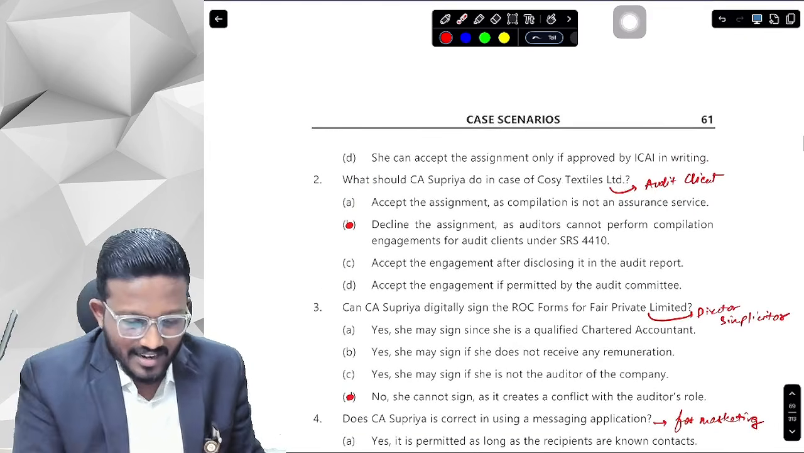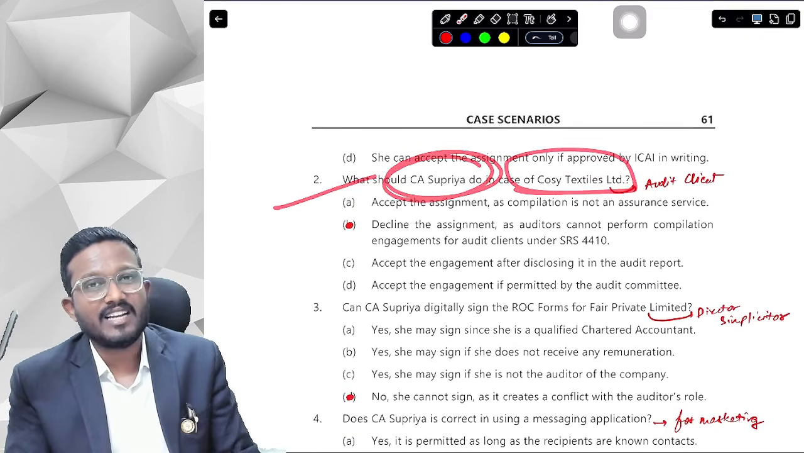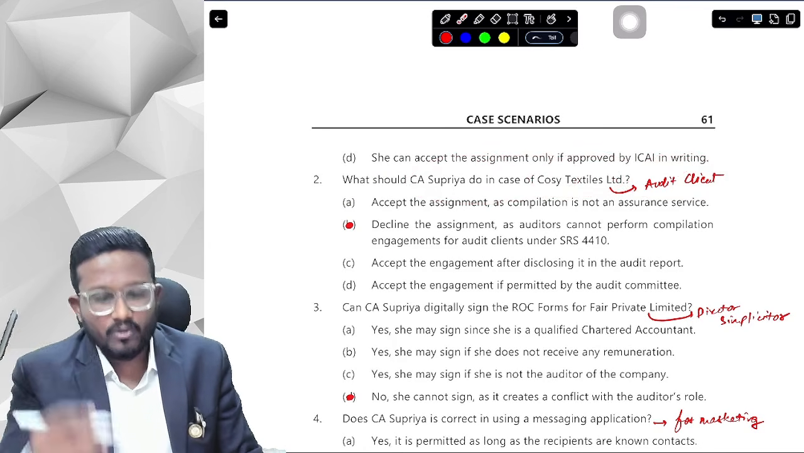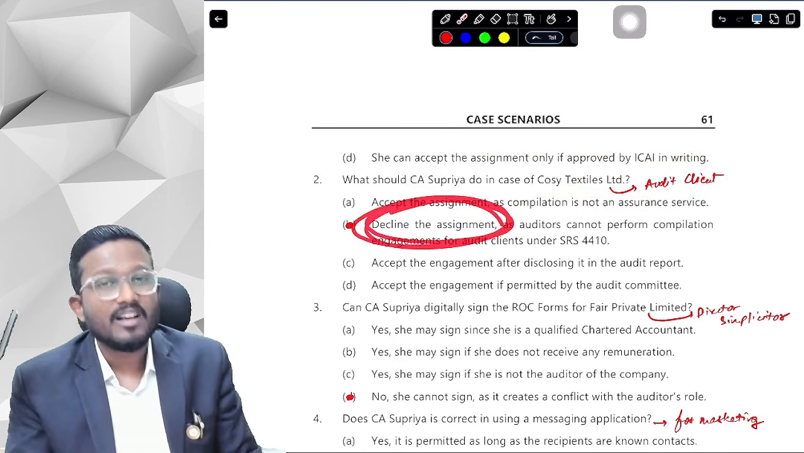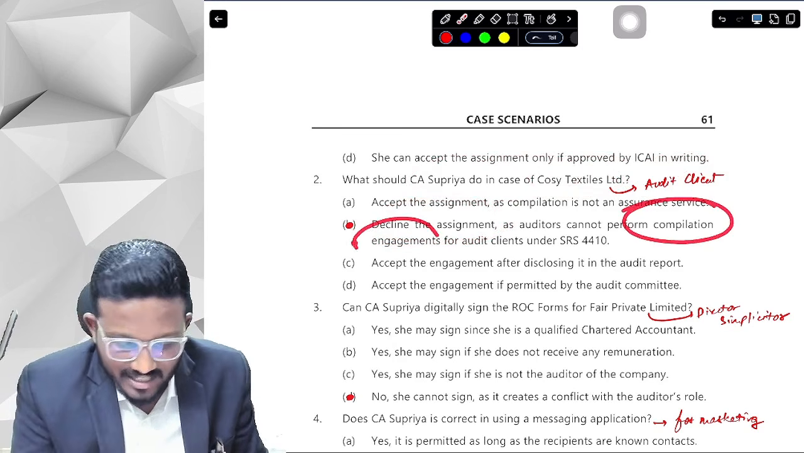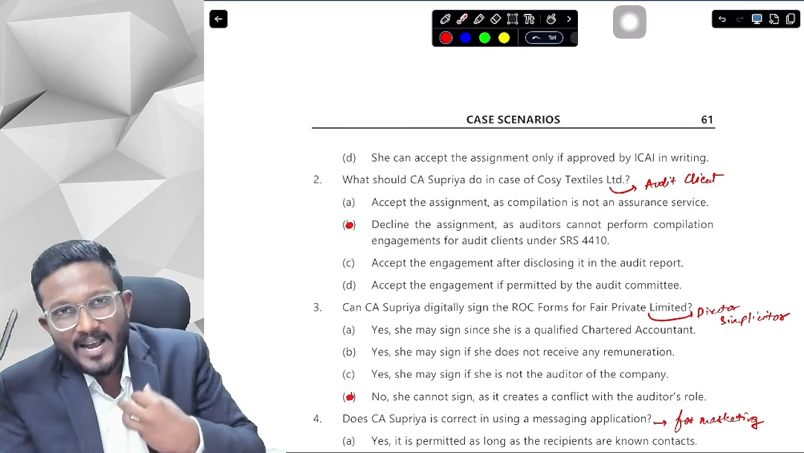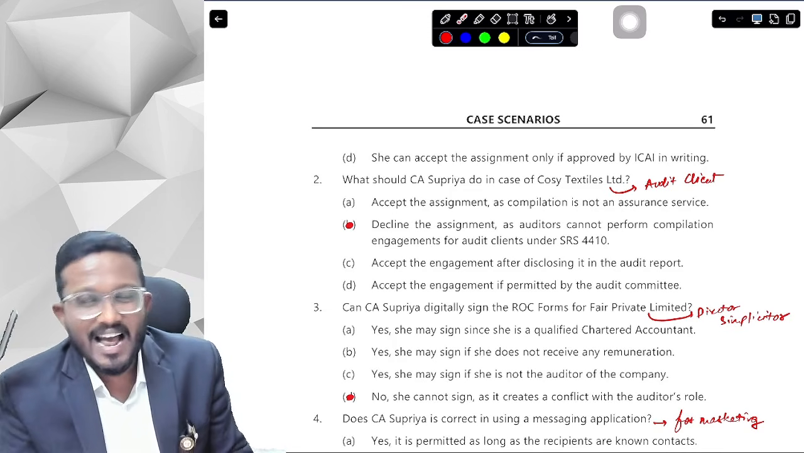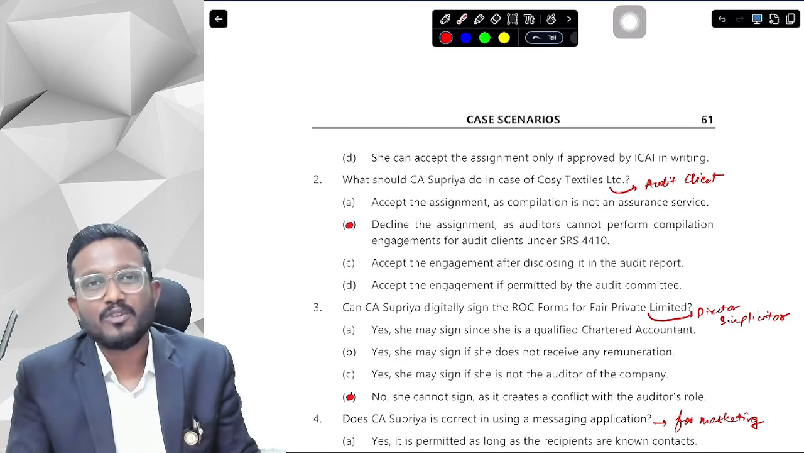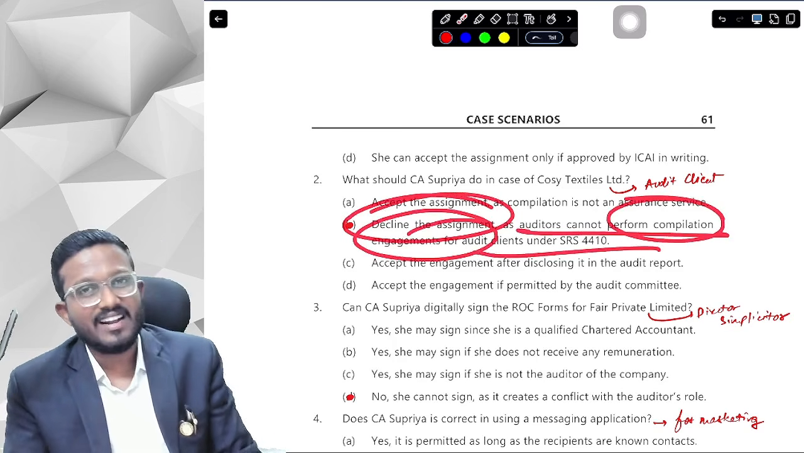Okay, yes sir. Next is question number 2. It says what should CA Supriya do in case of Cozy Textile Limited? So basically Cozy Textile Limited is an audit client. What can we do, sir? We can decline the acceptance. So basically Cozy Textiles Limited has also approached us for compilation services. As the auditor of that particular client, can I perform a compilation engagement? No sir, I am compiling the financial statements and I am also auditing the financial statements. There will be a self-review threat involved over here, so we should decline the assignment for the compilation engagement under SRS 4410.